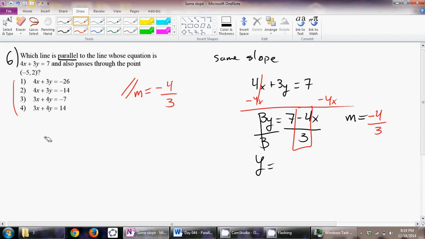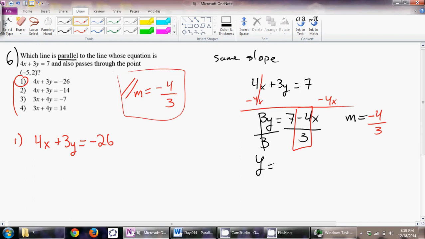So let's look at this one in depth. Answer choice 1. That's 4x plus 3y equals minus 26. Right now, all I'm concerning myself with is slope, because what I'm going to do is eliminate the answer choices that don't have that slope. If they don't meet this condition, it can't be an answer. So I'm doing this in steps. I'm going to find the slope for each of them, and then I'll address what's left standing.